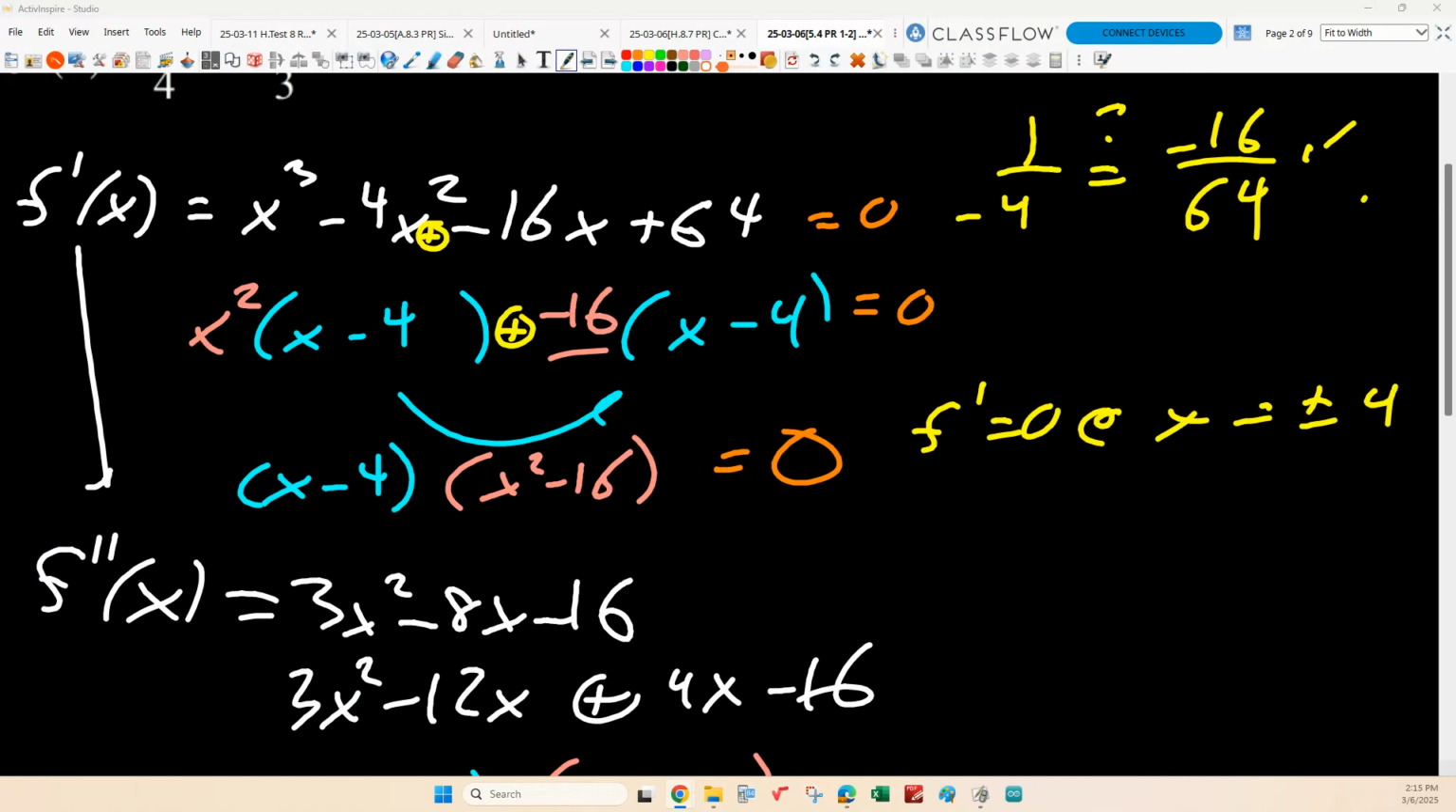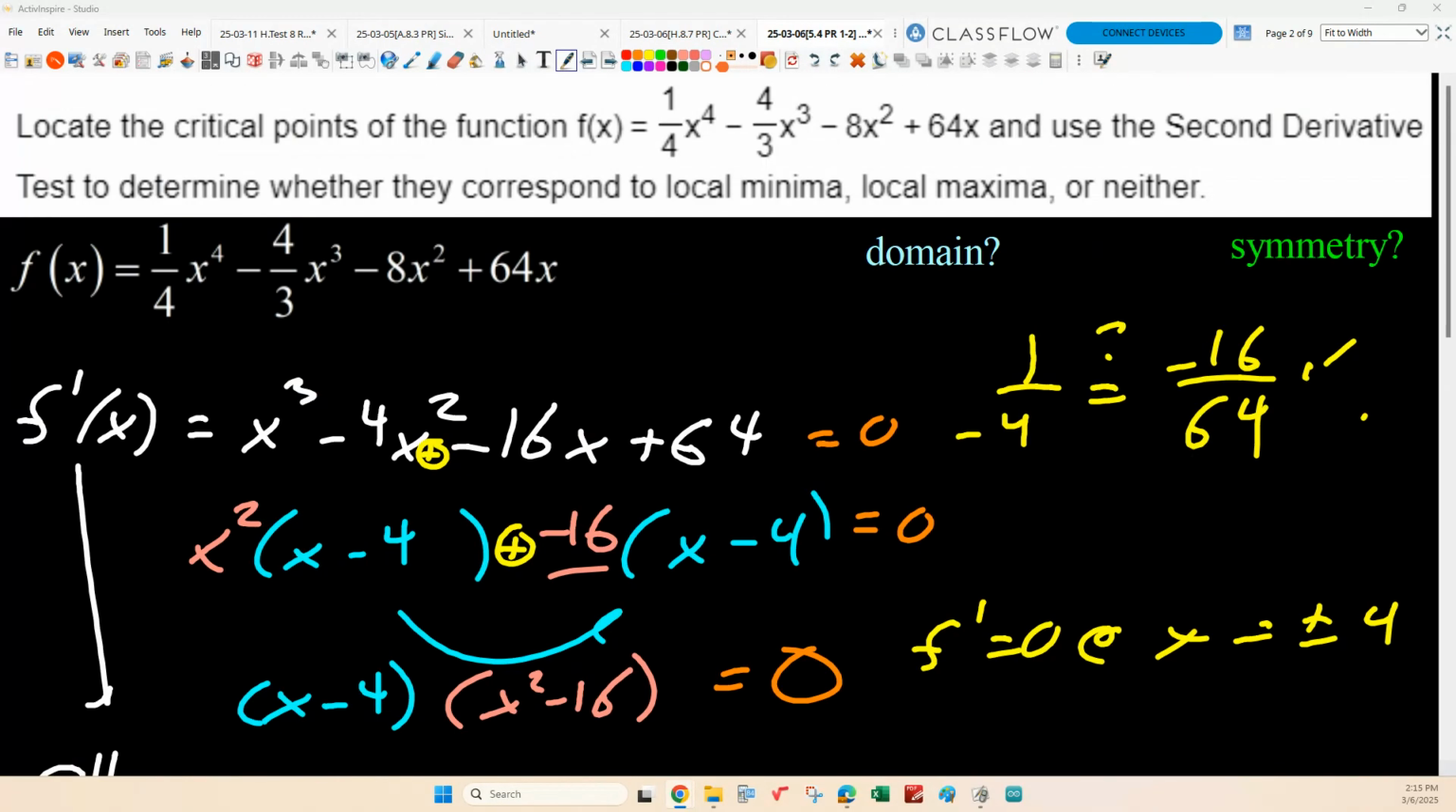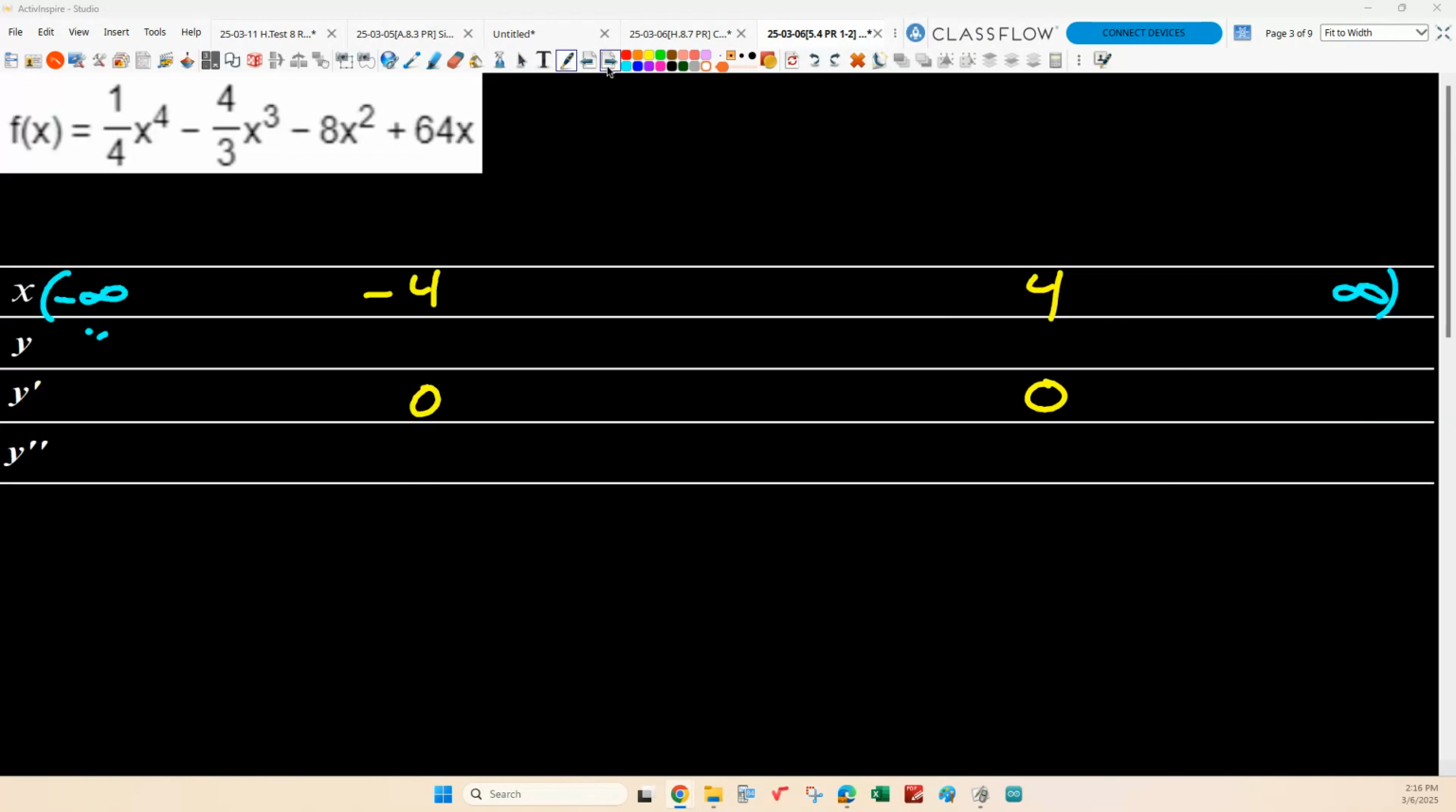Is there a right or wrong answer? No, not really. We're just trying to be as efficient as we can. So x minus 4, 3x plus 4. So let's use our second derivative test.